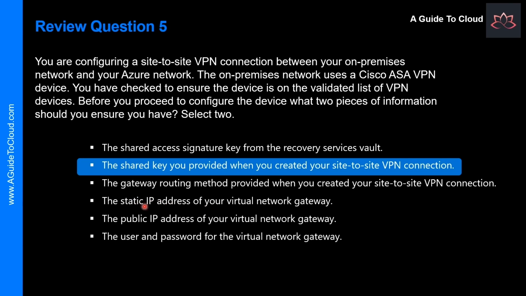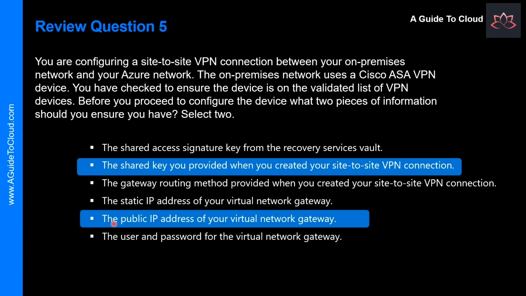Is it the static IP address of your virtual network gateway? We don't need the static IP address, but we need the public IP address. So the next statement is the public IP address of your virtual network gateway. That is correct. So those two are our correct answers. So you will need two things, the shared key and the public IP address of your virtual network gateway. The shared key was provided when you created the site-to-site VPN connection.